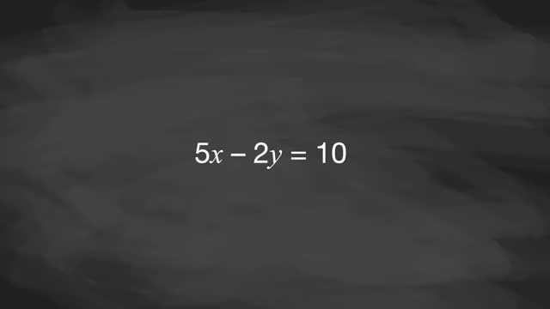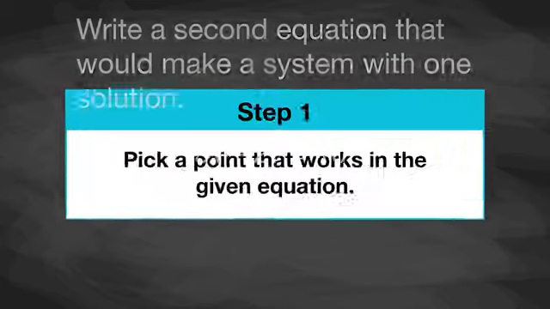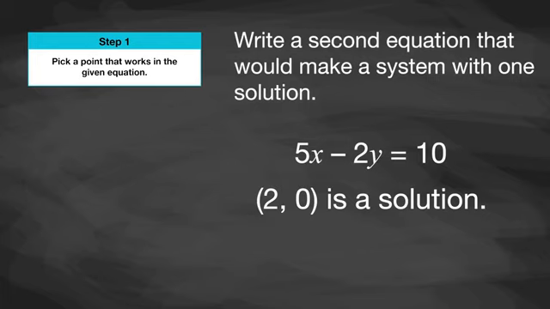For 5x minus 2y equals 10, write a second equation that would make a system with one solution. First, pick a point that works in 5x minus 2y equals 10. The point (2, 0) is a solution.